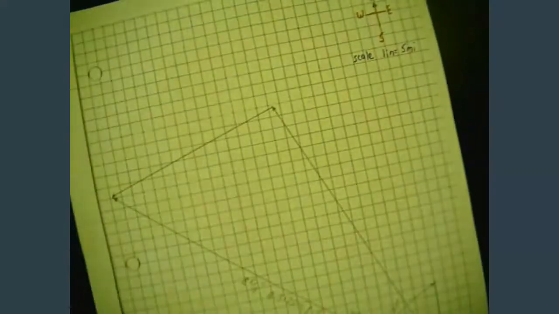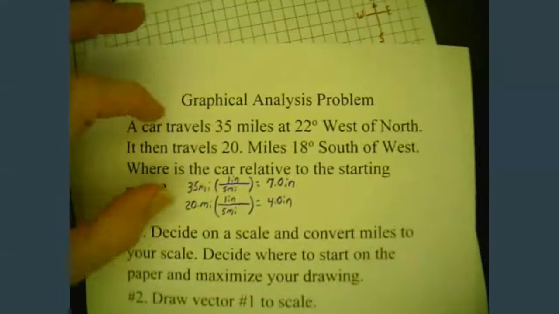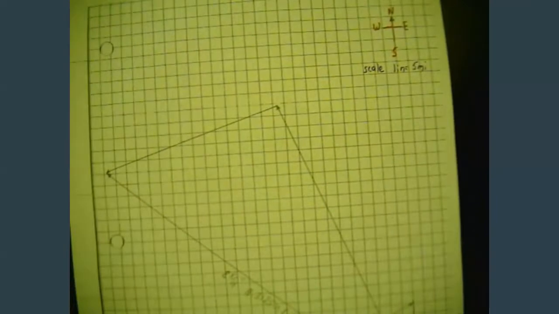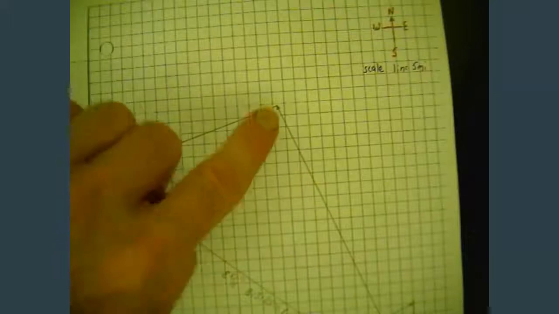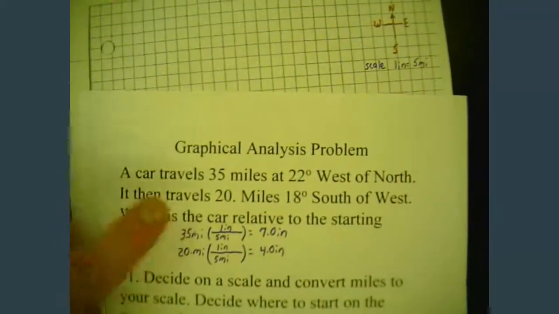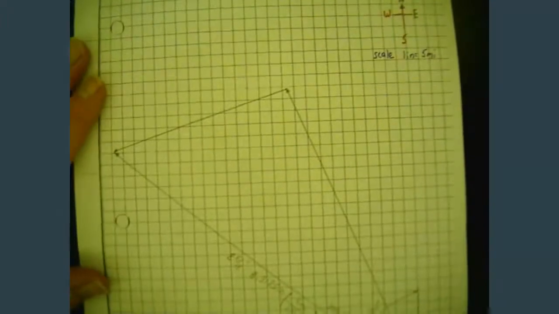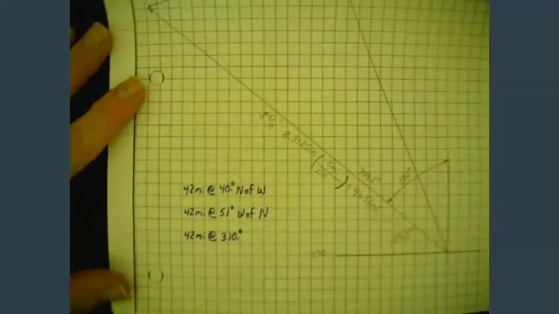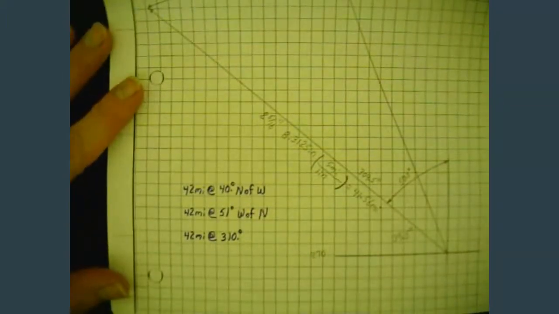And so we have taken our given information and we have resolved, hence the resultant, these two vectors, and we now know that if you traveled in this direction and then in this direction, those distances in those directions, you would end up 42 miles at 310 degrees on the compass heading, or 51 degrees west of north, or 40 degrees north of west.